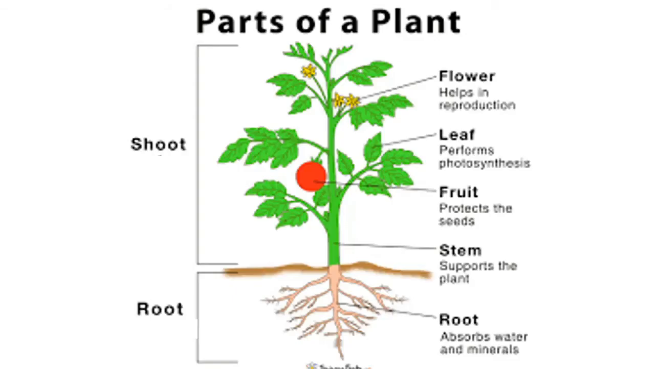So we saw that a plant has two major parts, root and shoot. Shoot includes stem, leaves, flowers and fruits. Each part of the plant is very important and we will learn about them in detail in our next classes. This is all for your science class today.